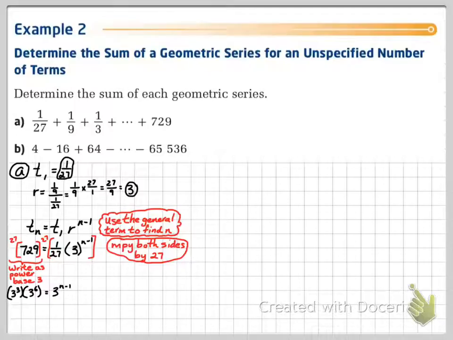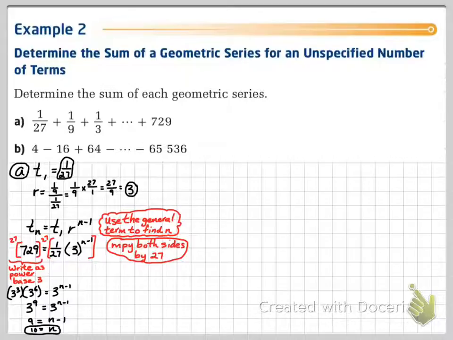So that's going to equal the right side, which is 3 to the power of n minus 1. To simplify this, we have 3 to the power 9 is equal to 3 to the power of n minus 1. So that must mean that 9 is equal to n minus 1. And if 9 is equal to n minus 1, I can add 1 to both sides to find n is equal to 10. Now we know that there is going to be 10 terms in this geometric series.